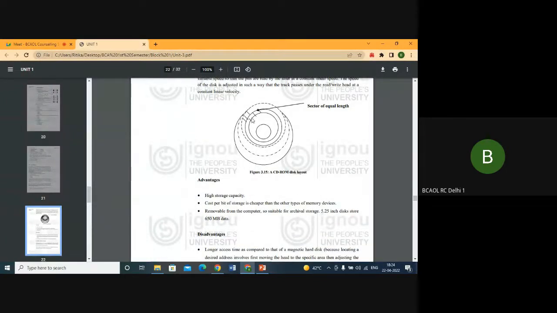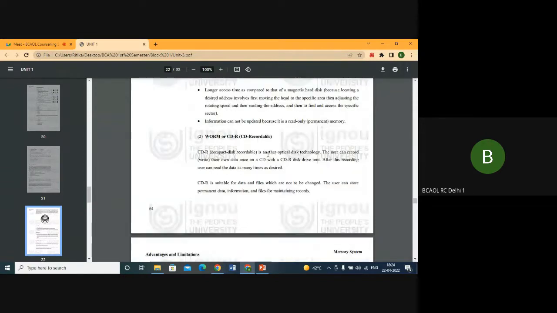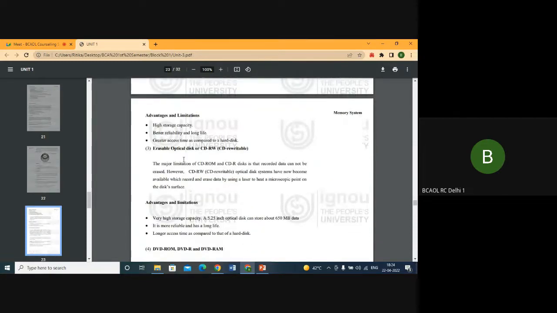Same way here also you have tracks and sectors in your CDs. They have given you the advantages and disadvantages of using a CD. Then you also have WORM or CD recordable. Do you know about CD recordable? Like a CD burner. You get a blank CD where data could be recorded one time only. That is CD recordable. And erasable optical disk, that is CD rewritable. That means you could rewrite the data as many times as you want. Do you understand? Yes, ma'am. So that is also there.